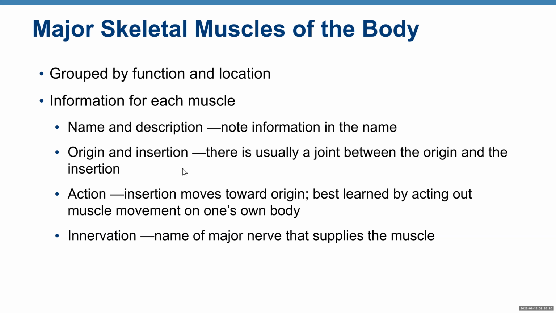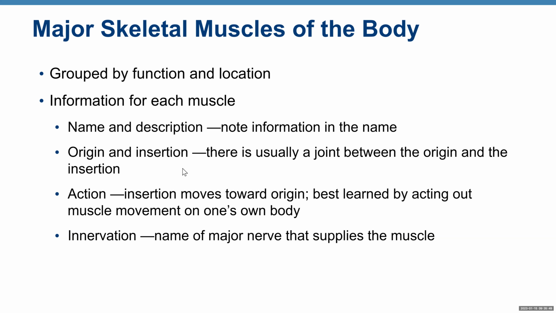Origin and insertion: there is usually a joint between the origin and the insertion. Action: the insertion moves towards the origin, best learned by acting out the muscle movement on one's own body. If you learn how the muscles of your own body move, then you understand action better in general. And innervation: the name of the major nerve that supplies the muscle.